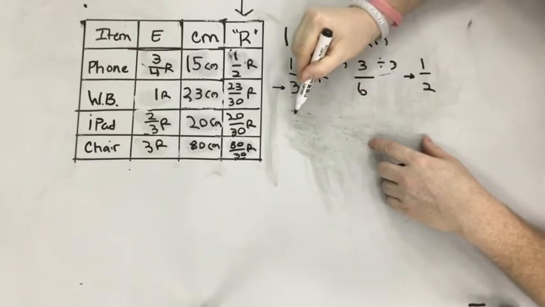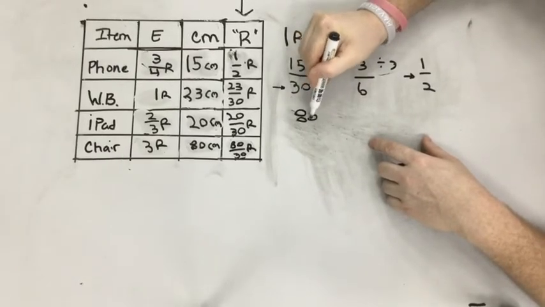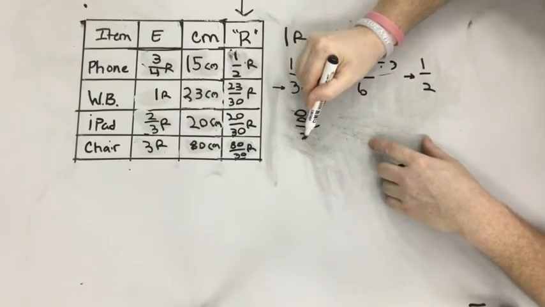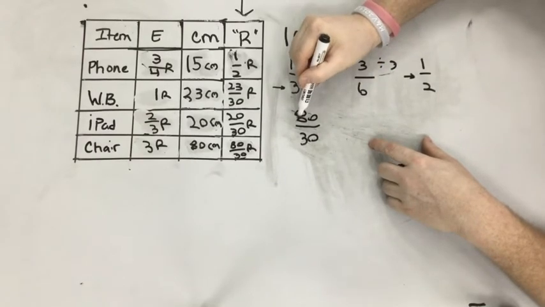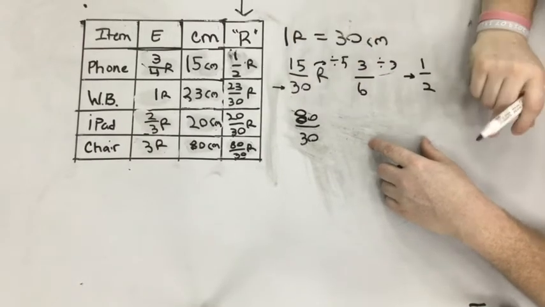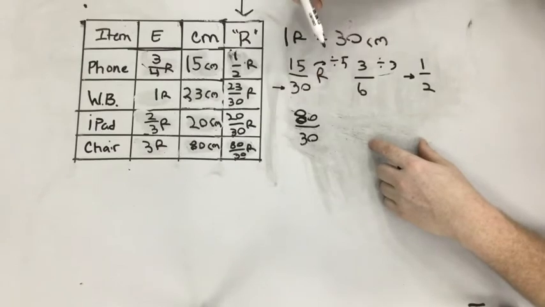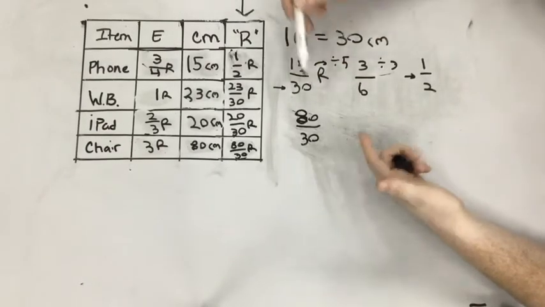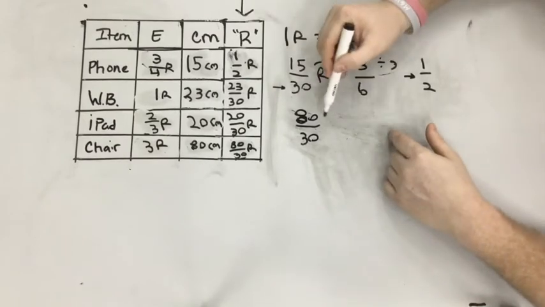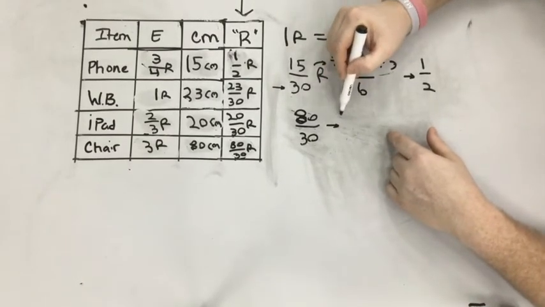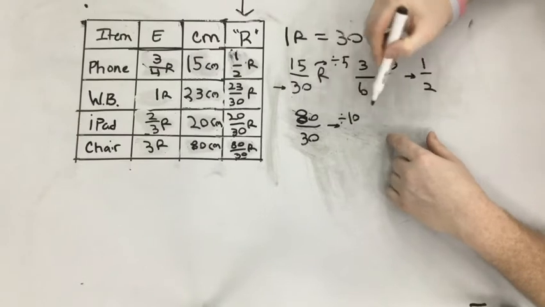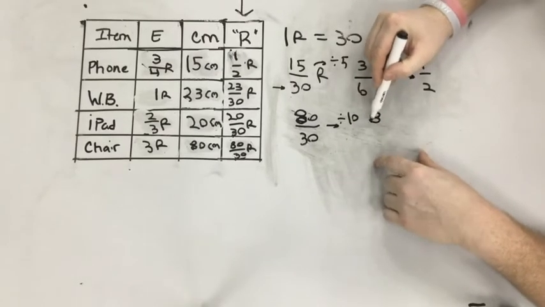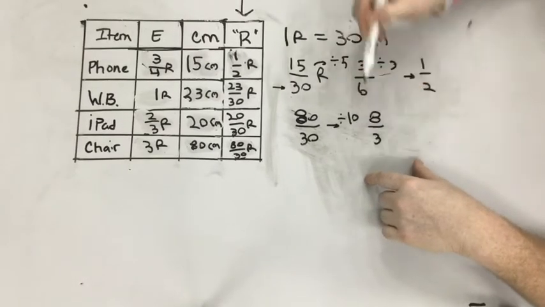But what about 80 over 30? Sorry for that, 8. There you go, that's a little better. 80 over 30. Can 80 over 30 be reduced? Well, yeah, they're both multiples of 10. So if I wanted to divide by 10, I would get 8 over 3.